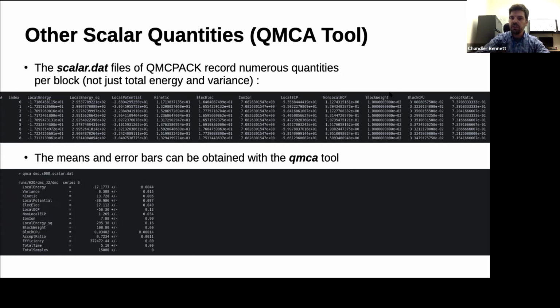There's some information about the blocks and also the acceptance ratio. We can obtain means and error bars from these quantities pretty easily with the QMCA tool, as Jaron introduced in week 3. To get the means and the errors, you simply run QMCA on the scalar.dat file, and it will give you a full list of the quantities, their labels, their means, and their error bars. If you wanted to access just a subset, you can supply any of these labels to the -Q flag that Jaron introduced us to.